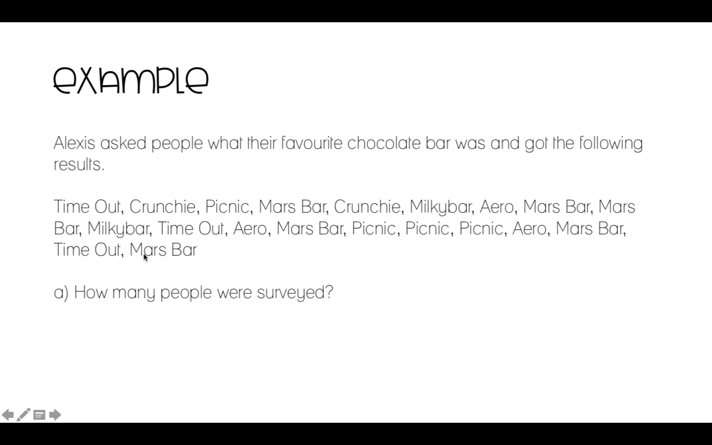1, 2, 3, 4, 5, 6, 7, 8, 9, 10, 11, 12, 13, 14, 15, 16, 17, 18, 19, 20, 21. So I miscounted. Let's try that again. 1, 2, 3, 4, 5, 6, 7, 8, 9, 10, 11, 12, 13, 14, 15, 16, 17, 18, 19, 20. So there's 20 there. Now this is called our sample. The data that we have is the sample. So when we say what is the sample size, we're talking about how many people were surveyed.